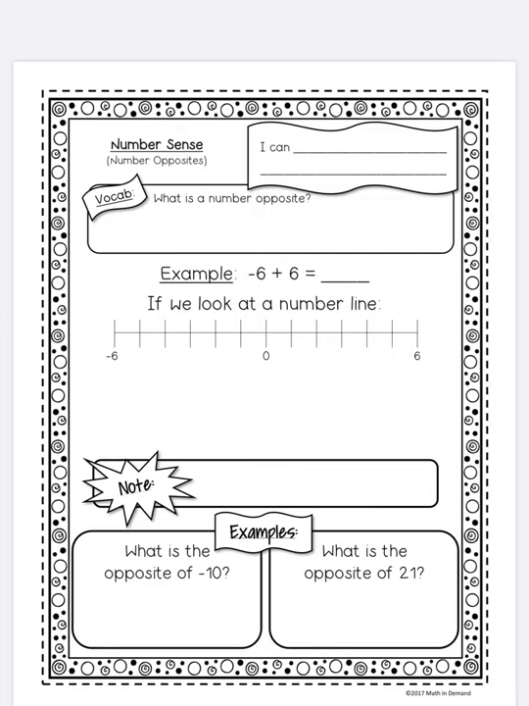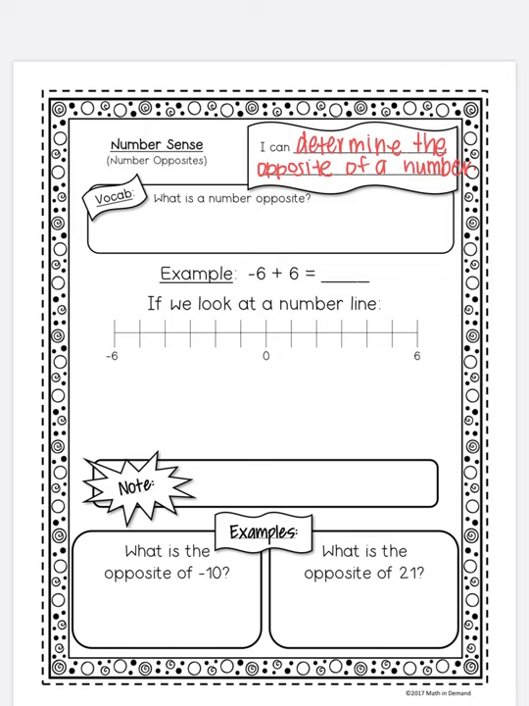Let's take some time to review opposites and absolute values. Our goal for today is that at the end of this lesson, you should be able to determine the opposite of a number. So what is a number's opposite, or what is the opposite of a specific number?